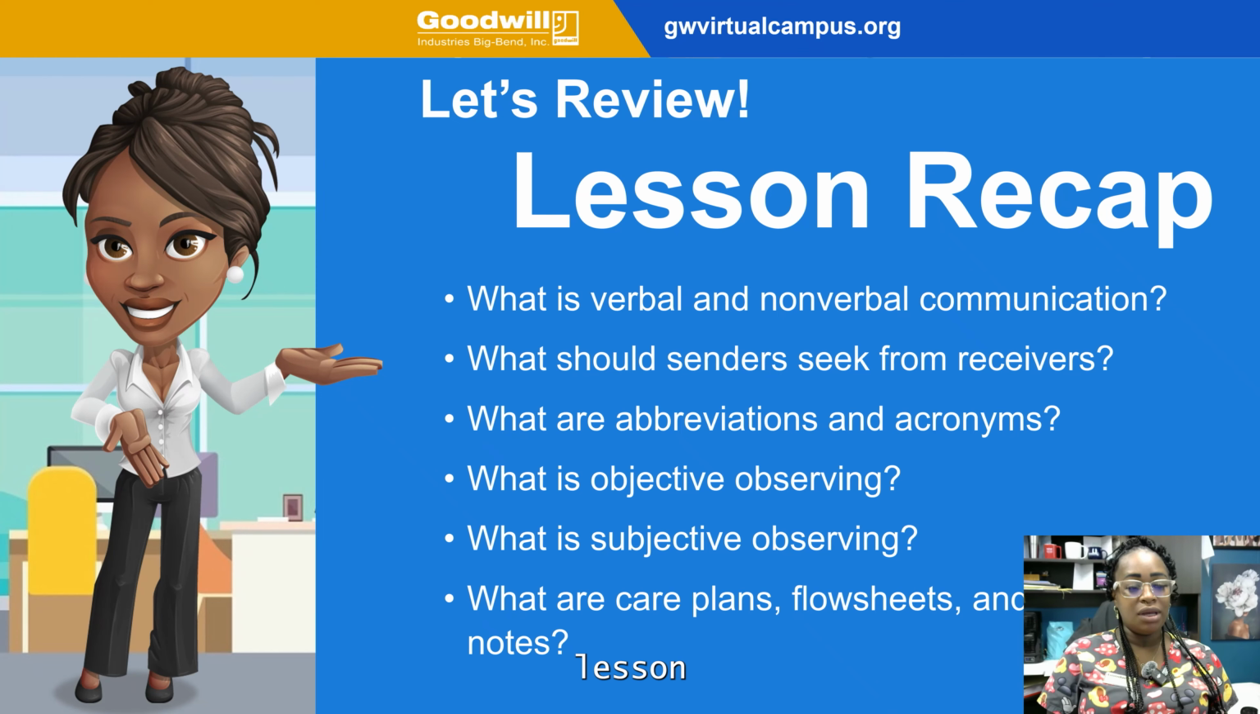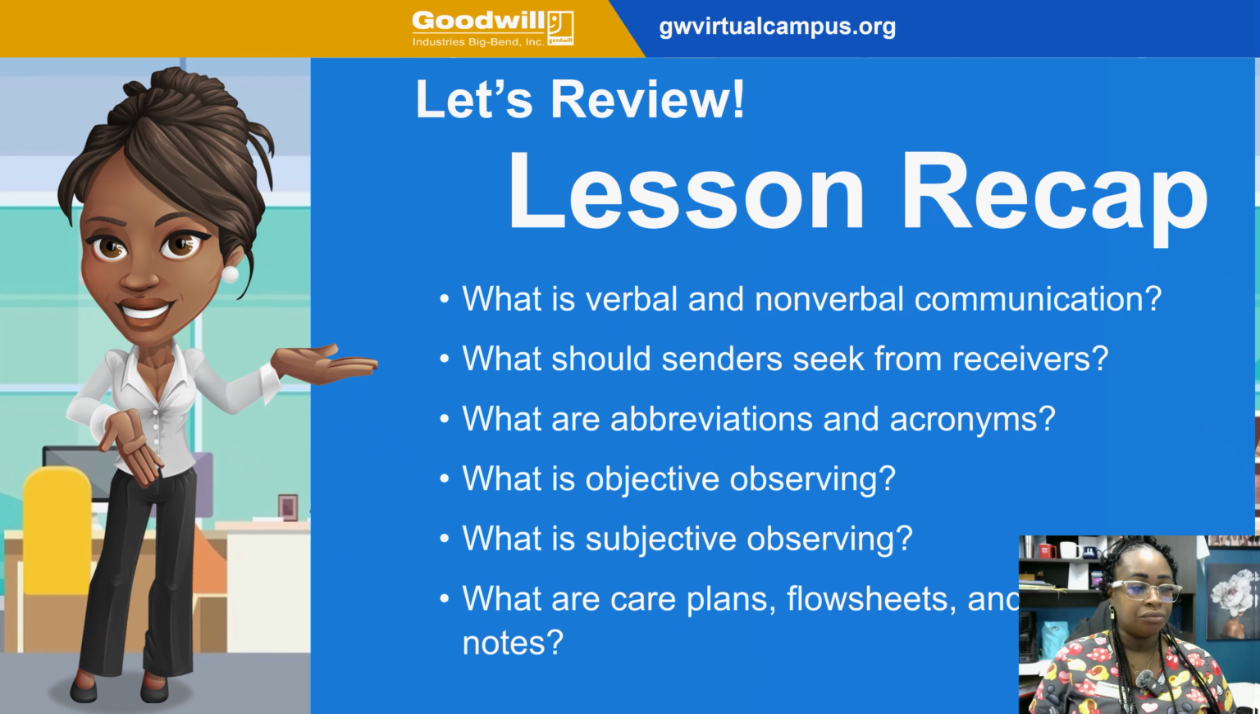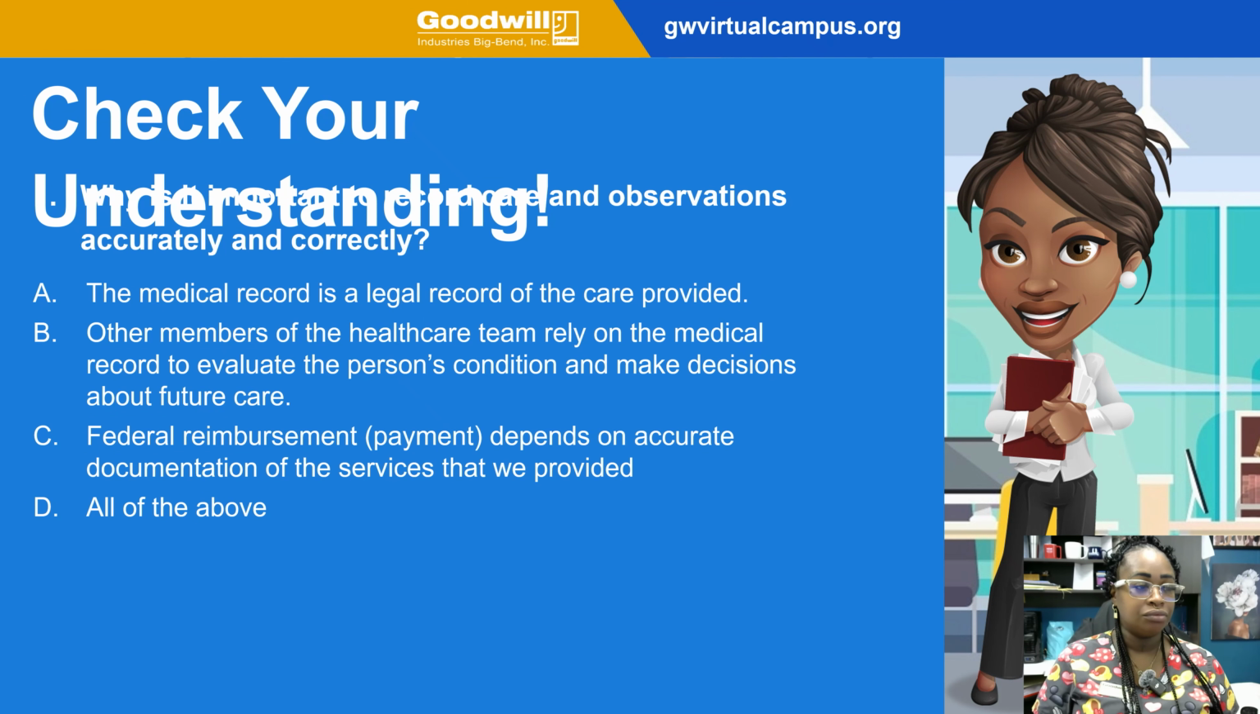All right, so as a lesson recap, we talked about all of these things that you see: objective observation, subjective observation, what senders should seek from receivers, verbal and nonverbal communication, care plans, flow sheets, and nursing notes. When we check understanding, we just want to know, why is it important to record and observe accurately and correctly?